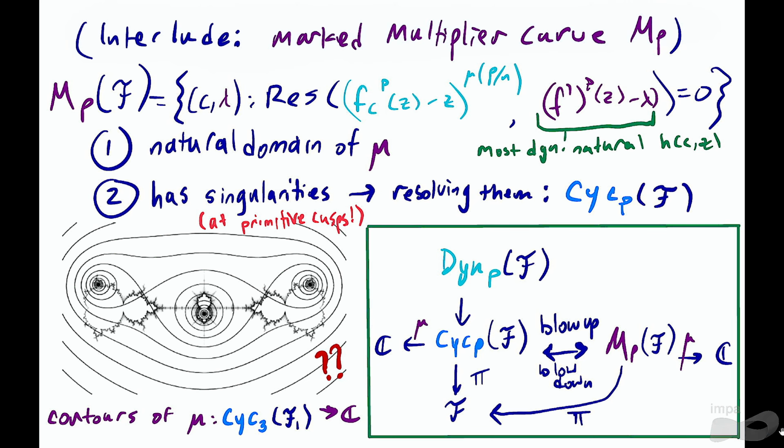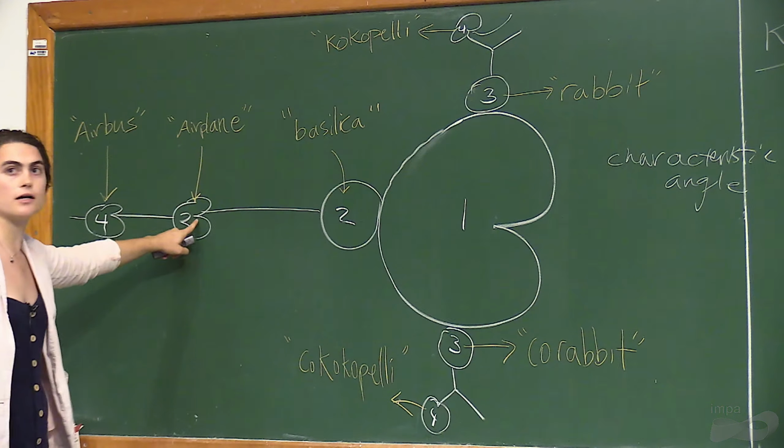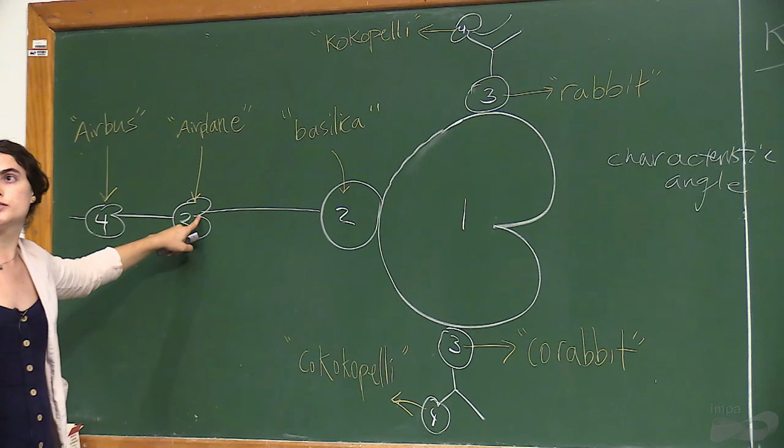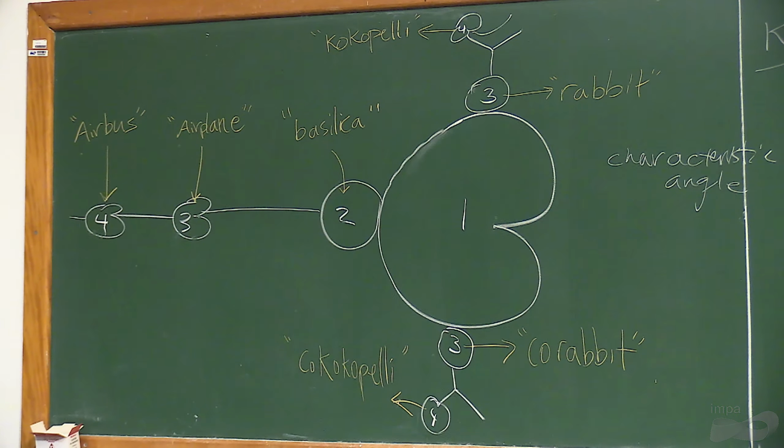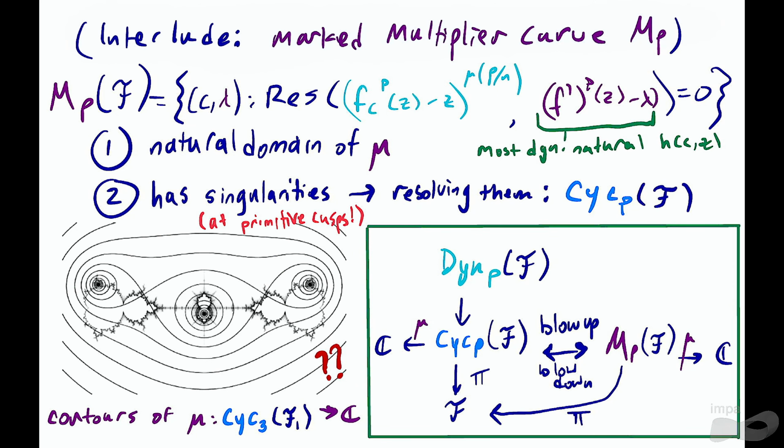But according to the primitive components, which have a cusp here, your multiplier function is going to have a singularity when you look in the curve. But when you resolve that singularity by applying finite blowups, then you're going to actually get your marked cycle curve. So the marked cycle curve is the smooth curve that is the natural domain of your multiplier function.